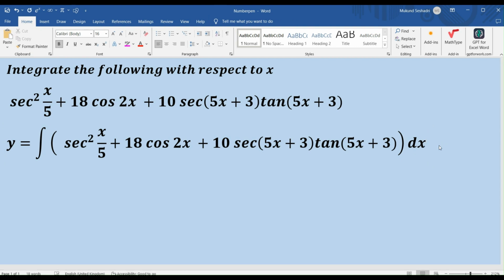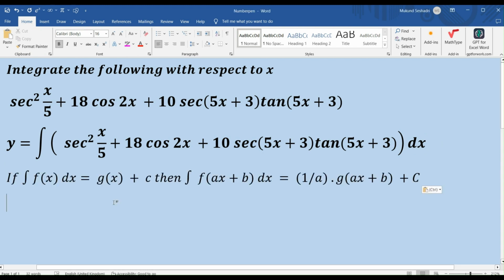Now I'm going to write down the rules that we will be applying in this particular problem. First, if integral of f of x dx equals g of x plus c, then integral of f of ax plus b dx equals 1 by a times g of ax plus b plus c, right? So when we notice the problem given to us, we see that we've got three functions of this type, and all of this can be expressed in the form ax plus b, right? So let's write down the formulas we are going to use in this problem.